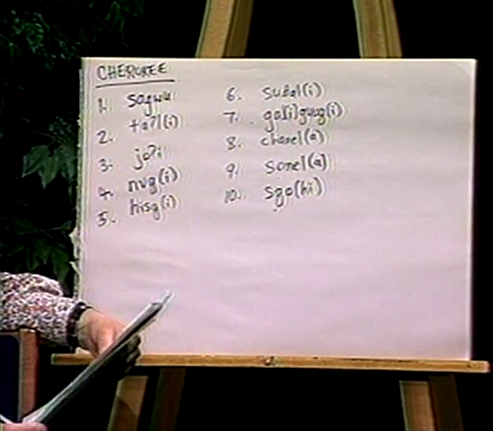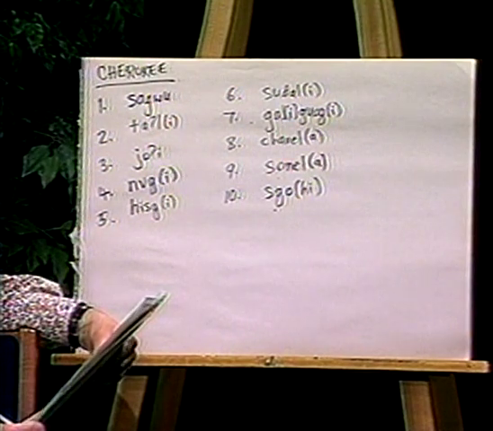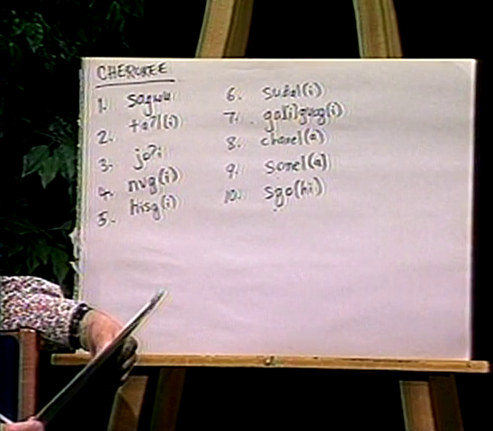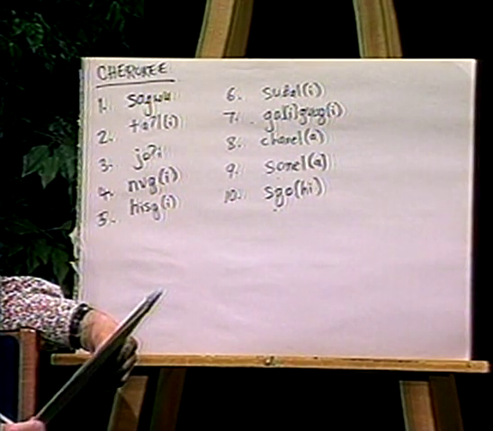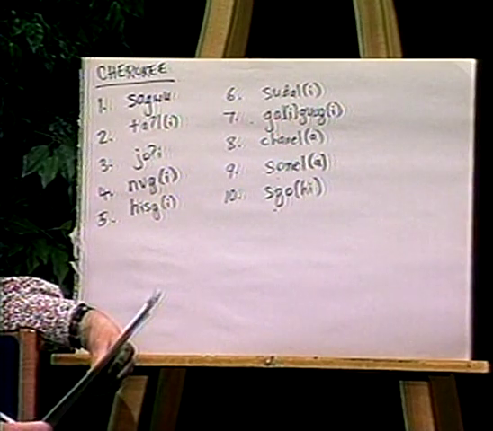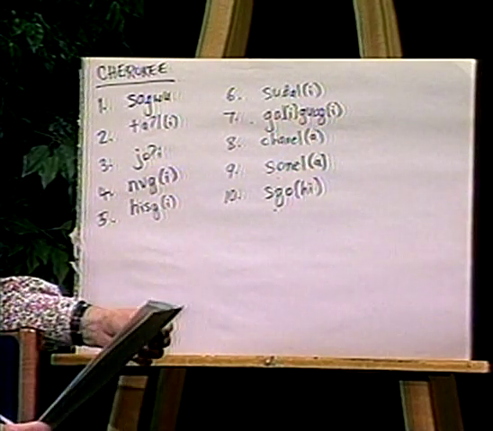So 1 through 10 would be sawo, tal, jo, nuk, hisk, sudal, galkwok, janela or janel, sonela or sonel, and sko or skohi.